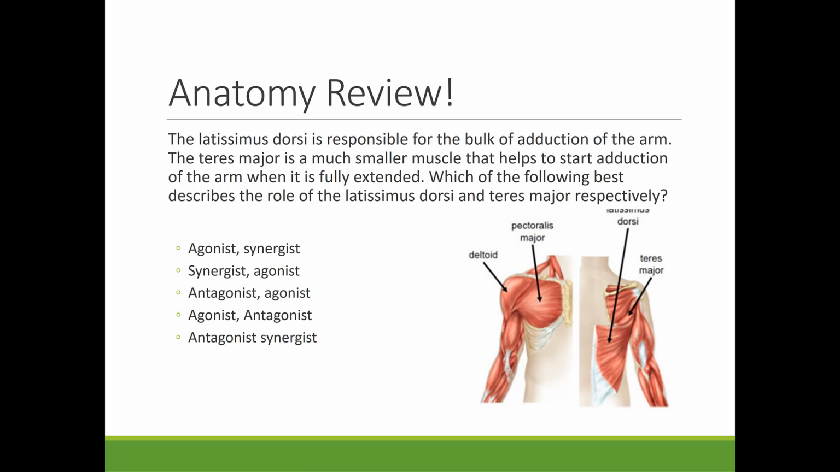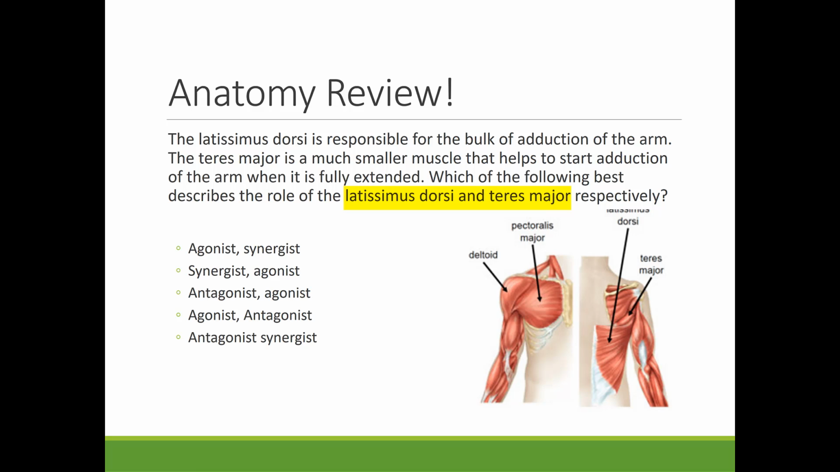Here's another question for you. The latissimus dorsi is responsible for the bulk of the adduction of the arm. And remember, adduction is kind of bringing it back towards the middle of the body. The teres major is a much smaller muscle that helps to start adduction of the arm when it is fully extended. Which of the following best describes the role of the latissimus dorsi and the teres major, respectively?